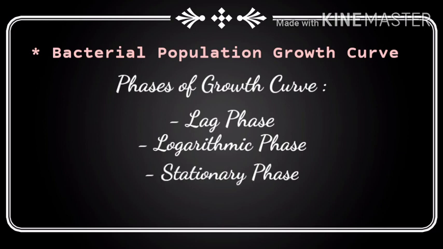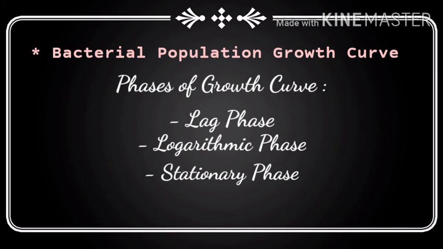Next is the stationary phase. So, if the nutrients in the liquid medium being used are high, then the concentration of toxic waste products of the metabolizing bacteria also rises. So, the rate of division slows down. Then, in this phase, the culture has a high population density.